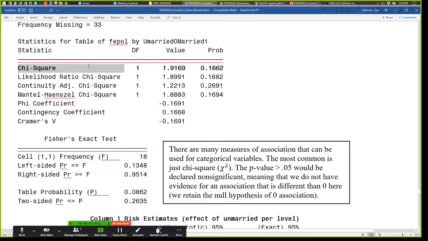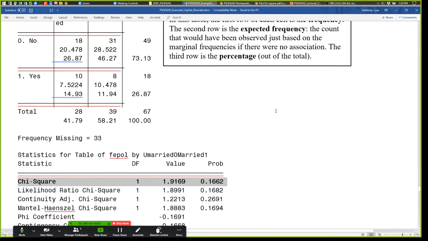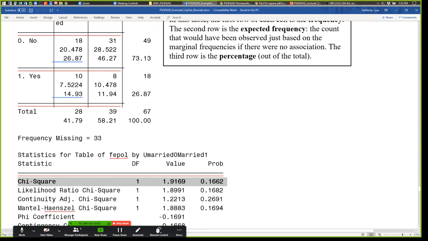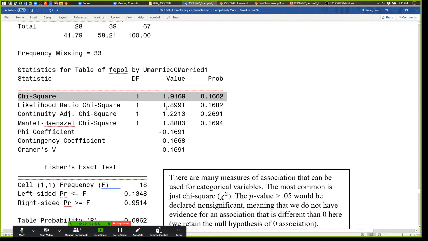Here's my chi-square. 1 degree of freedom, meaning I only have to know one of these combinations of cells to figure out the other 3. It's number of rows times number of columns. That's how you know that. The observed minus expected squared over expected, if you add up all 4 cells, that chi-square value works out to be 1.9.